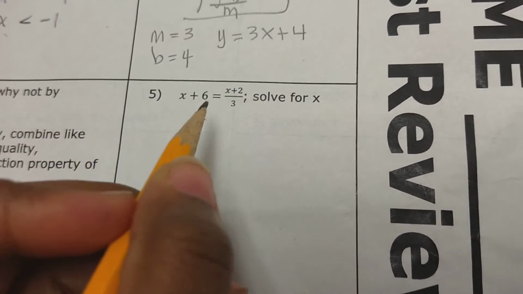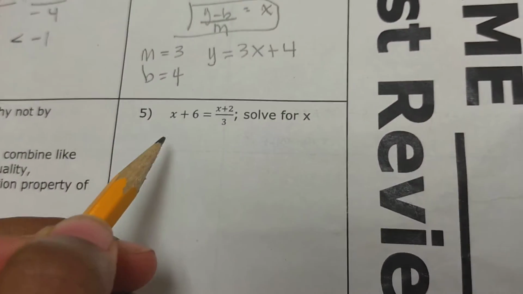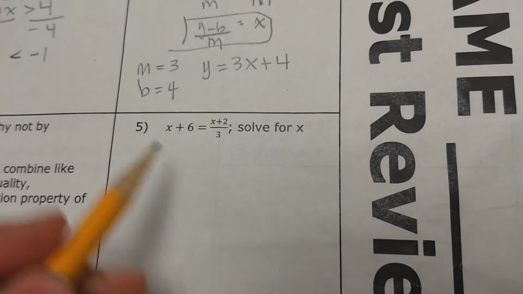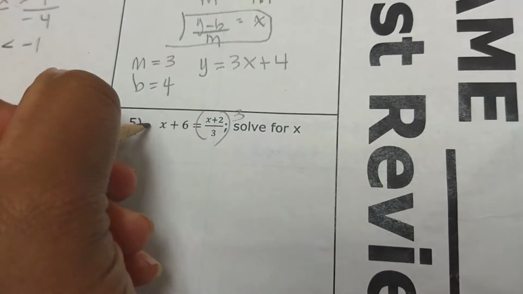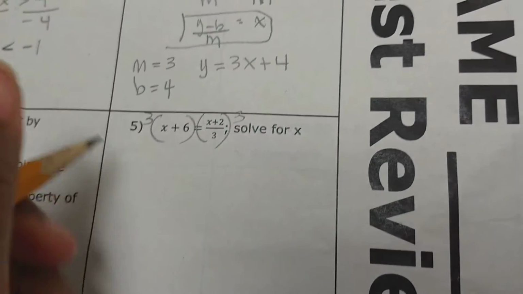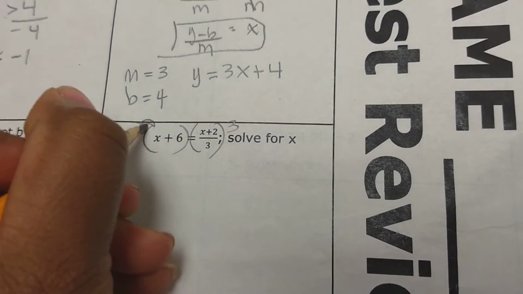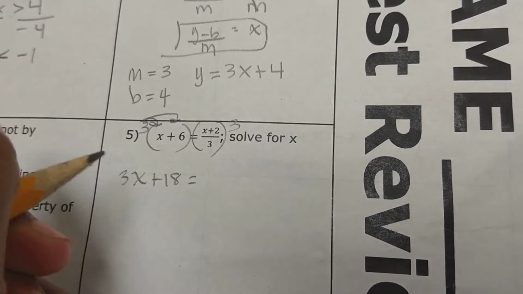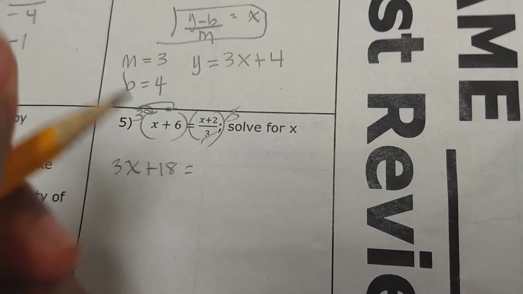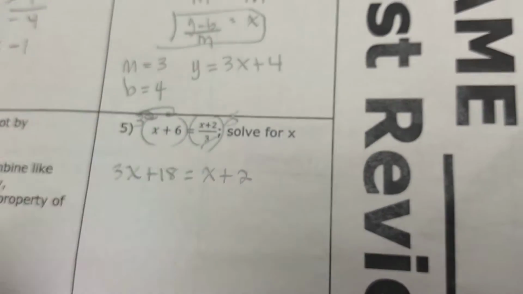For x, it kind of looks like a proportion, or at least it has a fraction on both sides. Because I have a fraction, I'm going to get rid of that by multiplying by the denominator. So multiplying both sides by 3. And then I distribute that. 3x plus 18. And then that cancels. Ooh, I like that. And that's x plus 2.